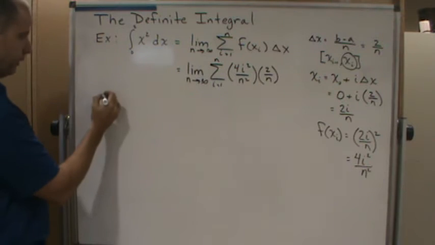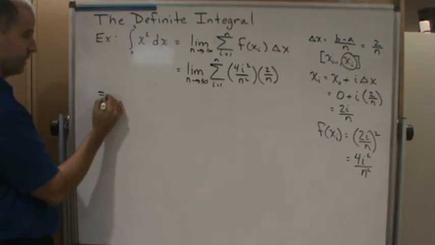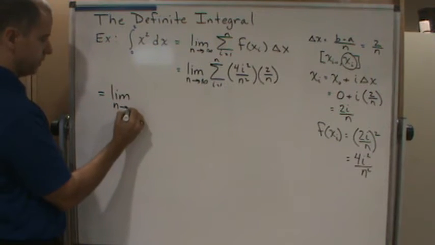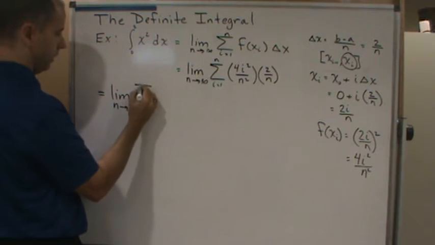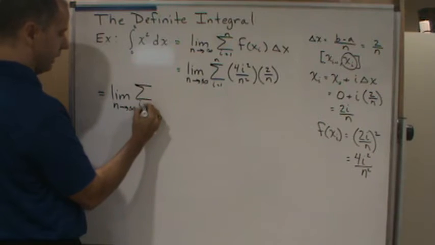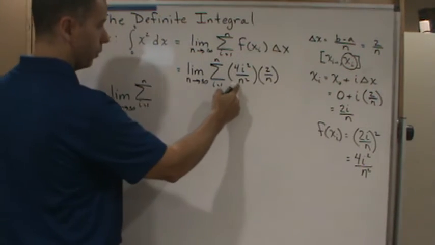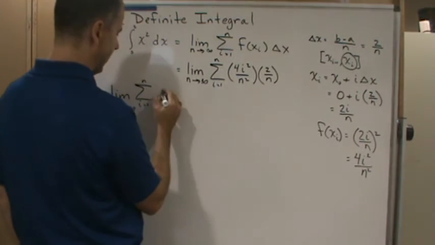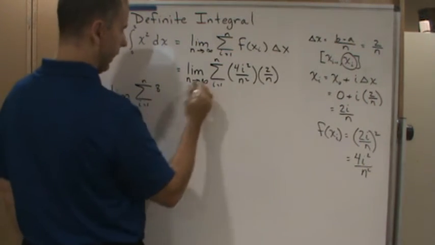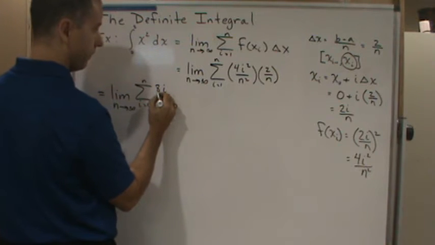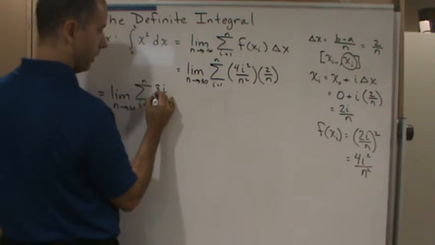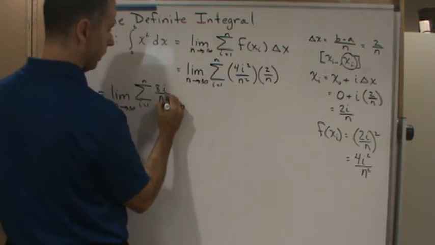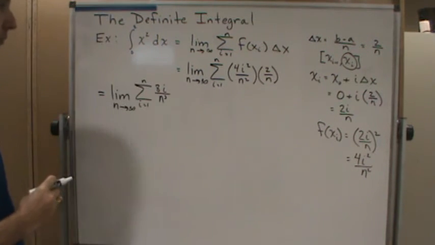And now I'm going to start over here just to give myself some more room. So now that's going to equal the limit as n approaches infinity of the summation for i equals 1 to n. And so this simplifies, so again, this is going to give us 8i squared over n cubed, right?